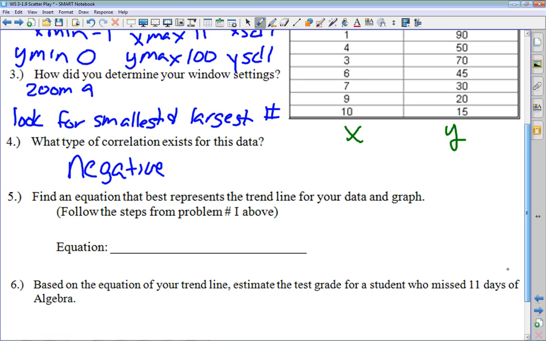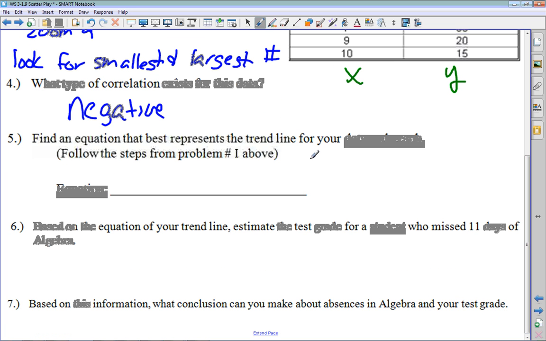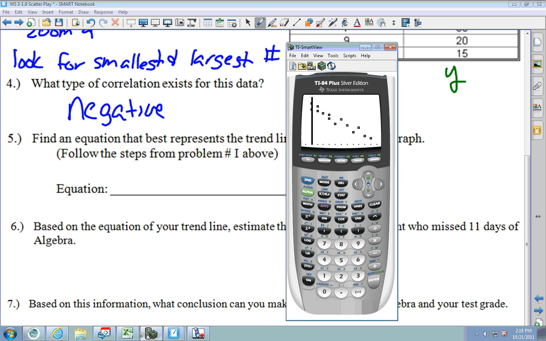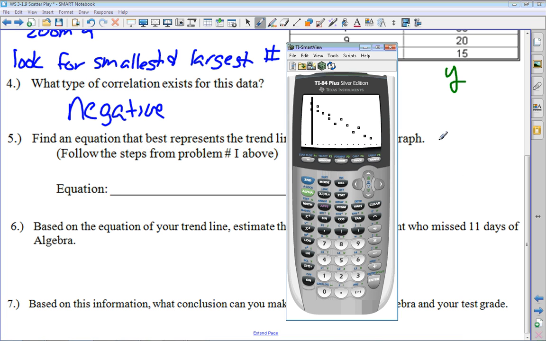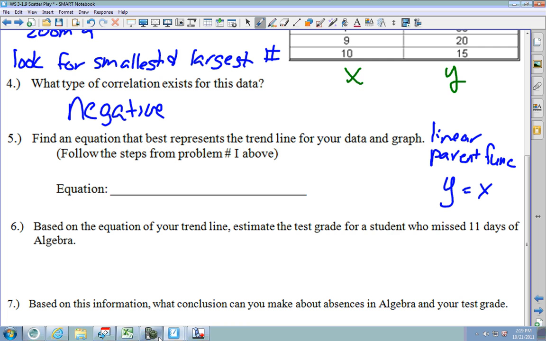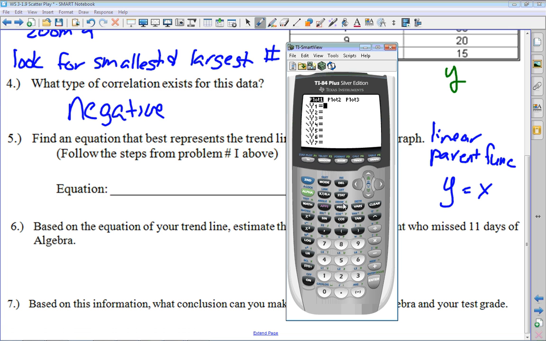Next, find the equation. All right, we're going to use the steps we used on the last one. So I'm going to start with, remember, you're going to start with the linear parent function. What is that again? Come on now, linear parent function, y equals x. You got to have that memorized. So we're going to go down here. I'm going to put in there y equals x and press graph. Oh man. Okay, it's way, way down here.